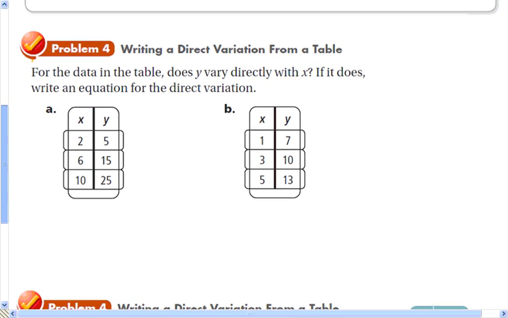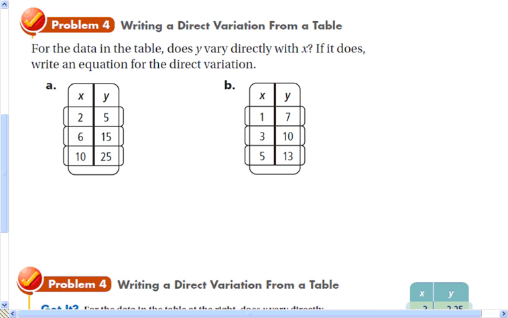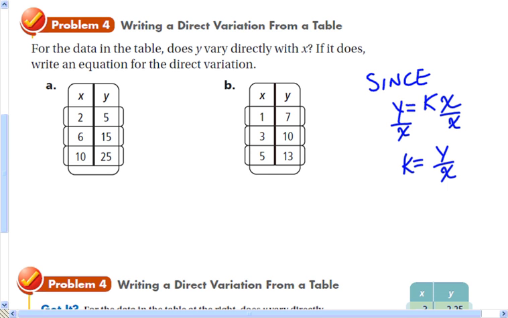All right, problem 4. Put the data in the table. Does y vary directly with x? If it does, write an equation. Just a little side note: if it's a direct variation, we can write it as a constant times x for the equation. If I solve this for k, I get that my constant is equal to y divided by x. So what we're saying here is if I take any y value divided by the x value, I get the same constant. If that's true, it's a direct variation.